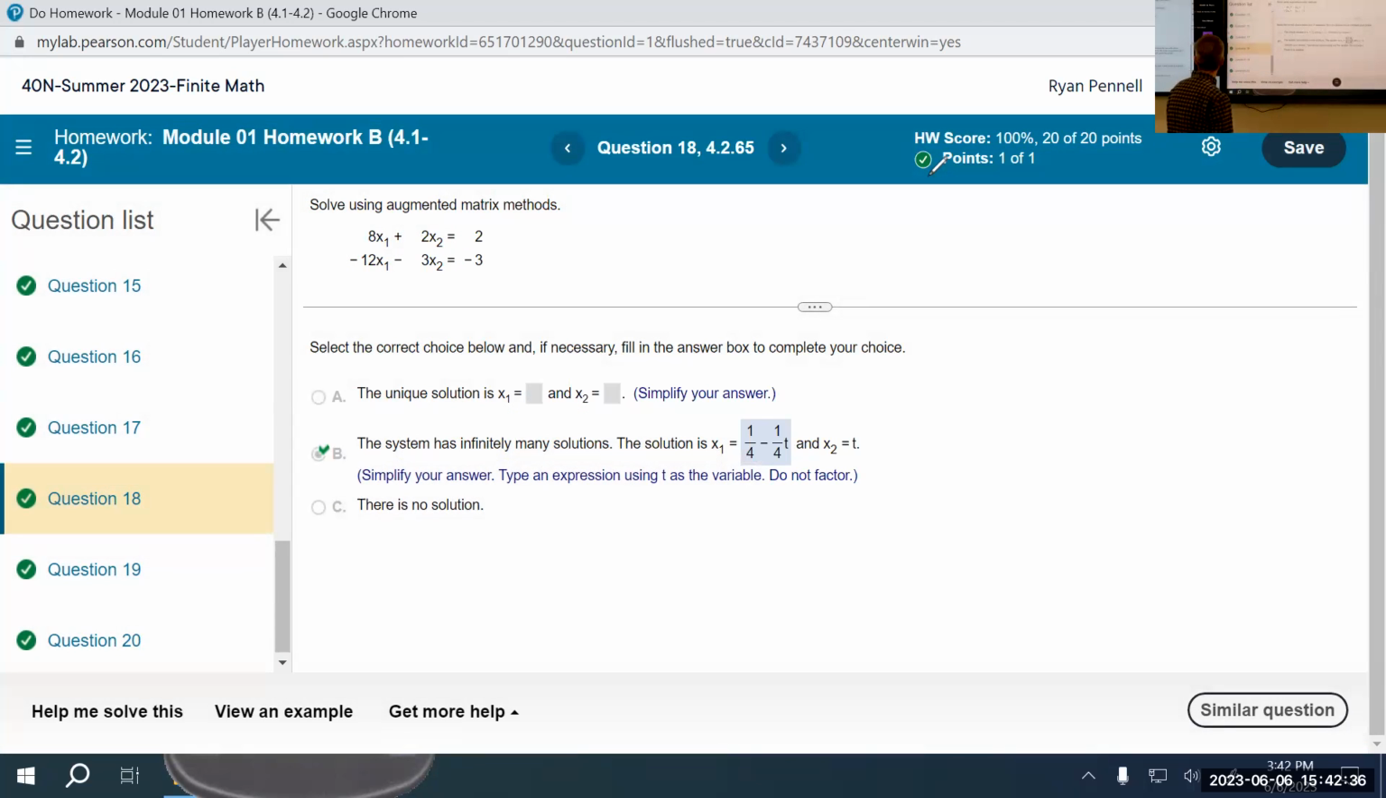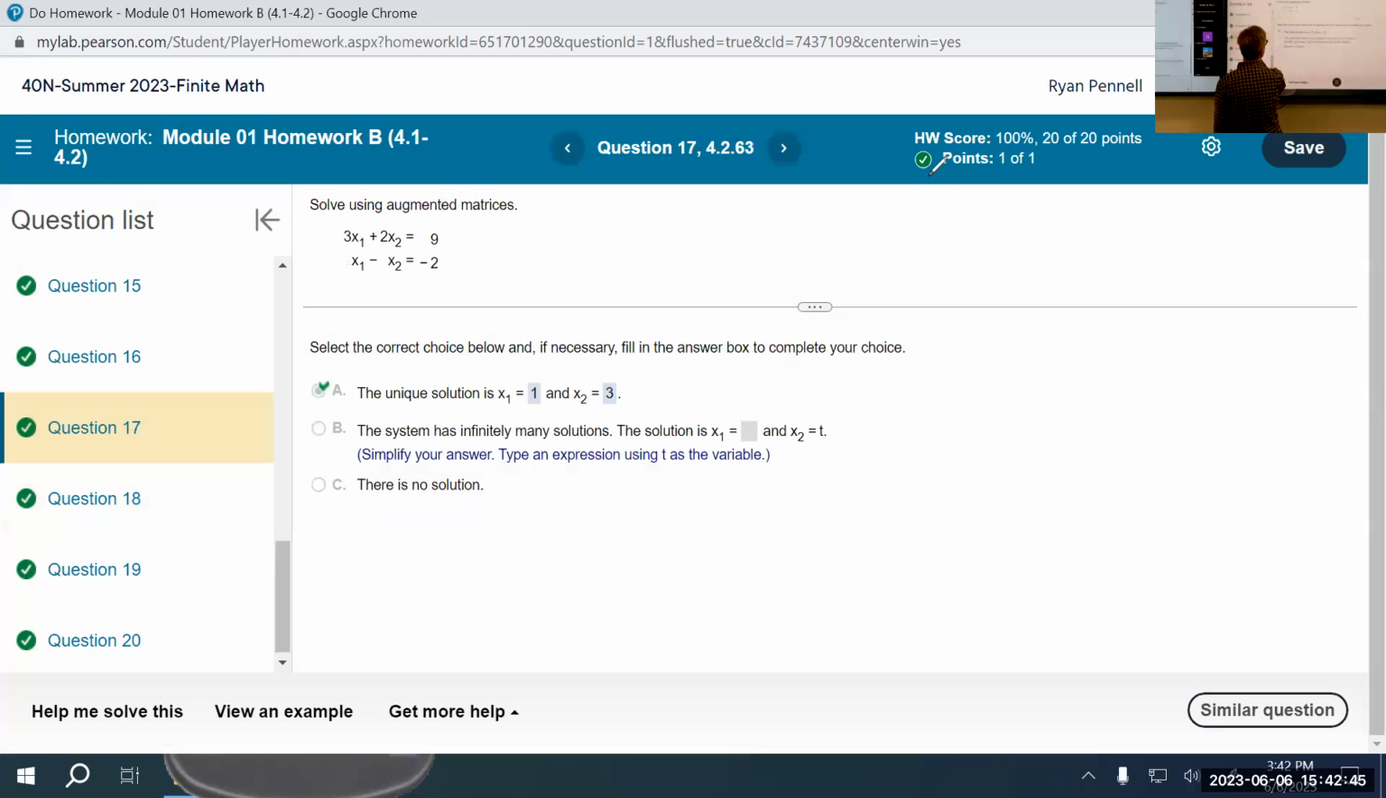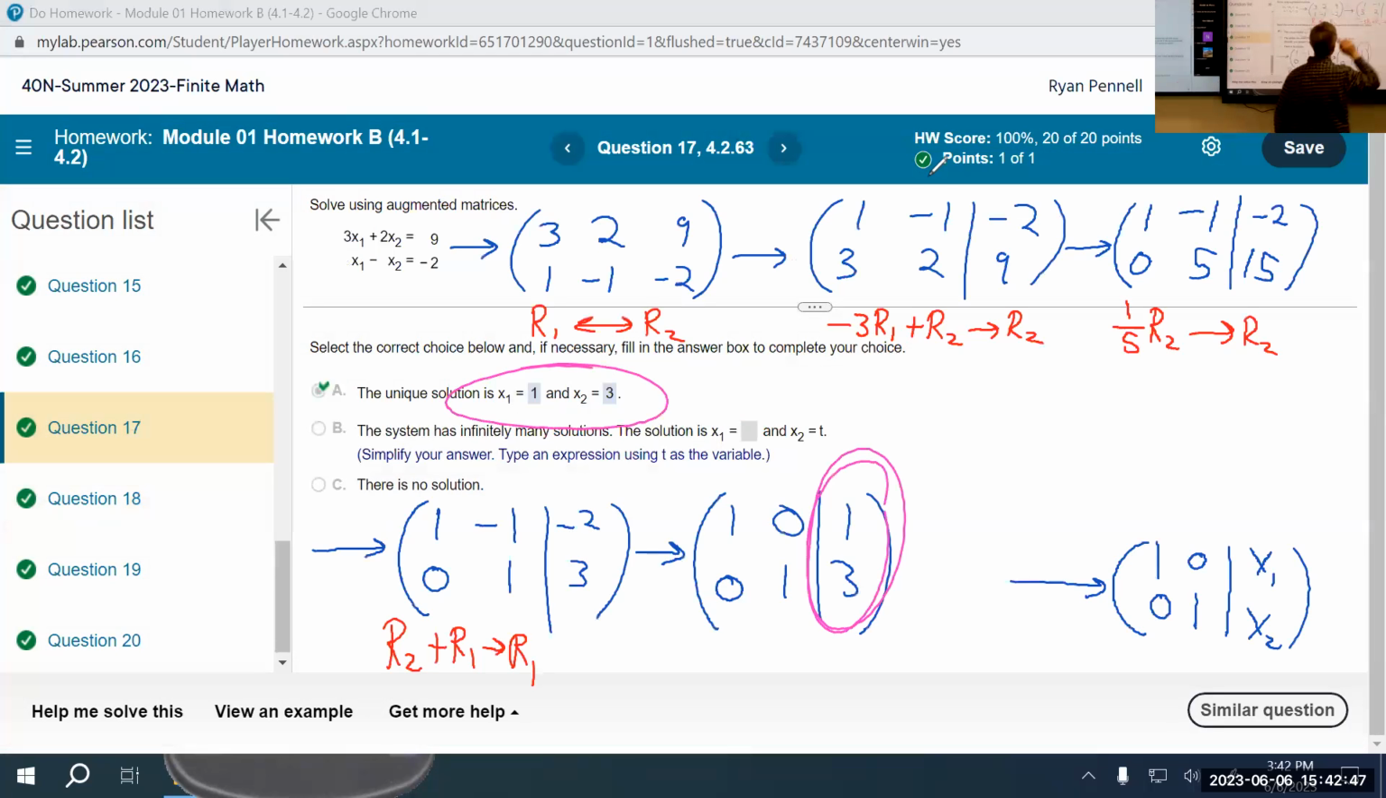Sorry. There's no way for me to flip. Oh, Jack. Where were we? 17? Jack's got a question. How do we determine our goal for rows 1, 2 to be 1, 0, respectively?